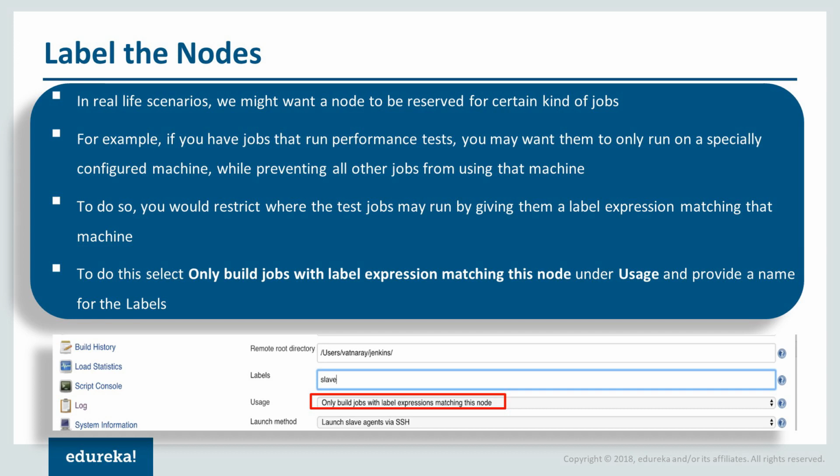To do so, you would restrict where the test jobs may be running by giving them a label expression matching that machine. And when you are creating a job, this is one of the options. While configuring the node, you can use this option. If you remember, there was one option called use this node as much as possible. Instead of that option, you can use this option called only build jobs with label expressions matching this node. We'll talk about this in just a bit. We'll see a live demo to understand what exactly it means.